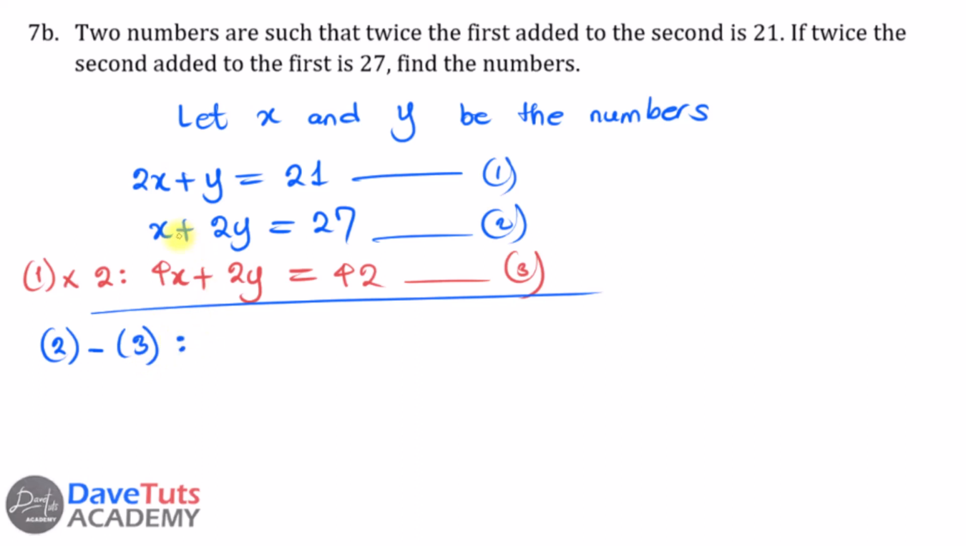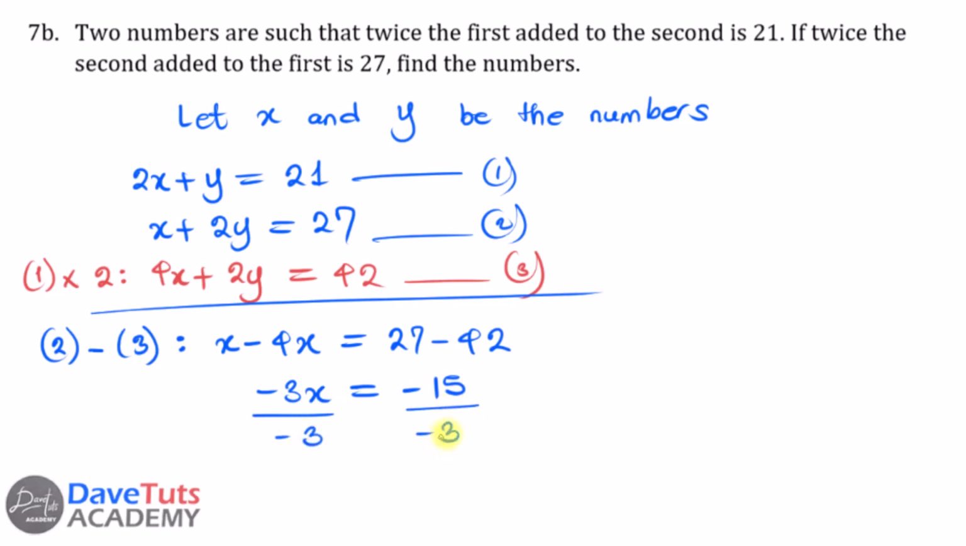And in that case, for the first terms, x and 4x, I have x minus 4x. Now, 2y minus 2y will be 0. We don't need to write that. This is going to be equal to 27 minus 42. So I'm having minus 3x is equal to 27 minus 42, that will be minus 15. And if I divide by minus 3 on both sides, minus 3 will cancel, and then minus 15 divided by minus 3 will give me 5. So the value of x is 5.